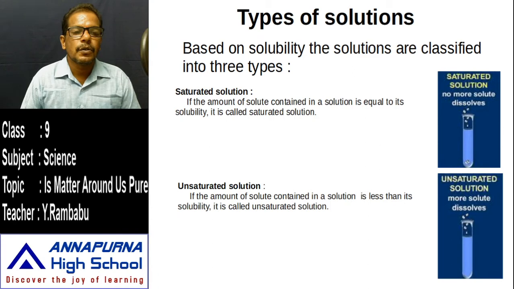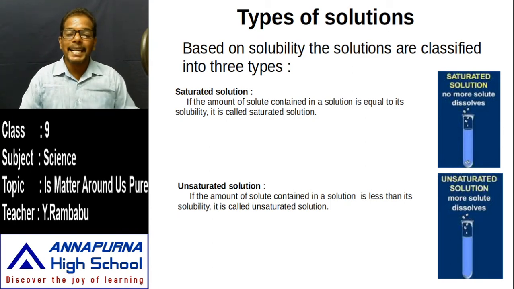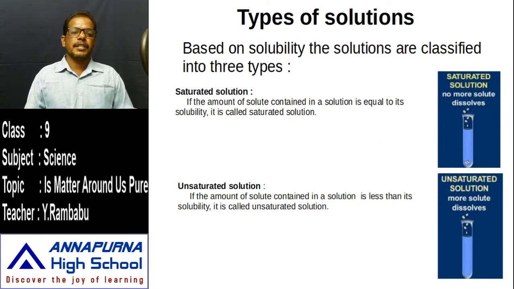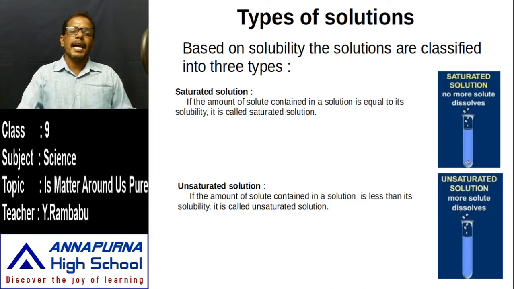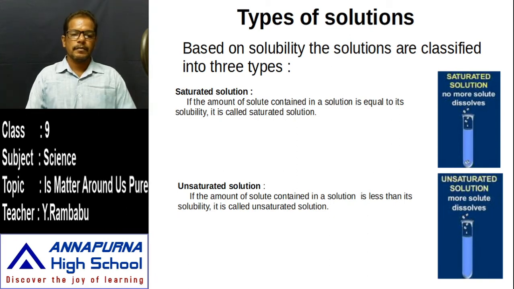The solution which is obtained in stage 1 is the unsaturated solution. The solution which is obtained in stage 2 is the saturated solution. And the solution which is obtained in stage 3 is the supersaturated solution. Okay. These are the three types of solutions. Then how can we define these three types of solutions based on solubility?